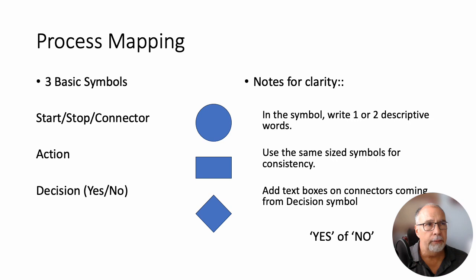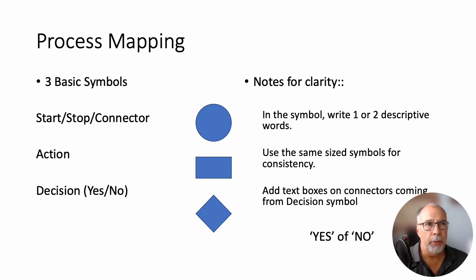The rectangle, some people use a square, but I prefer to use a rectangle, is used for the action steps. And then the decision step, or the yes and no step, where you're adding in choice, is represented by a diamond. So some points of clarity. In the symbol, the circle, the rectangle, or the diamond, you'll typically write 1 or 2 descriptive words.